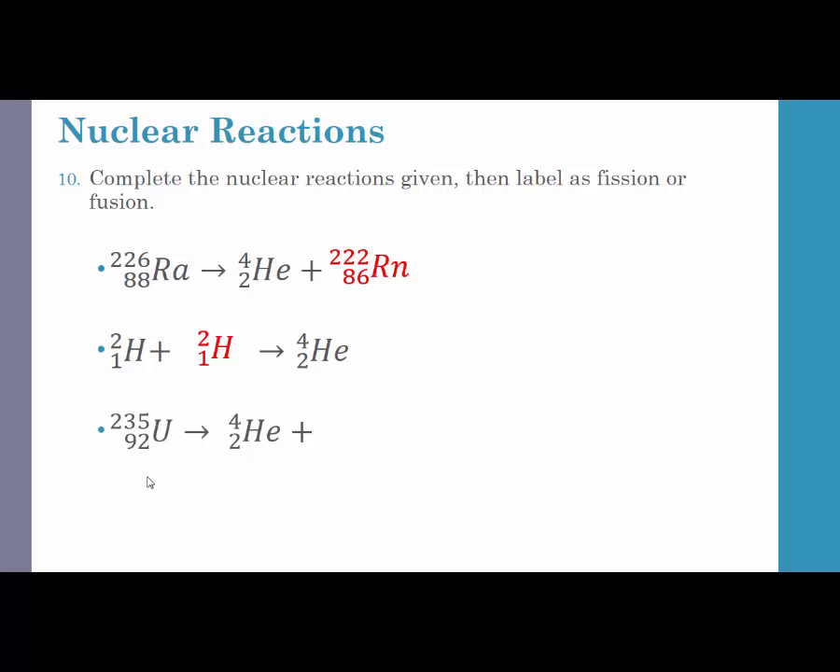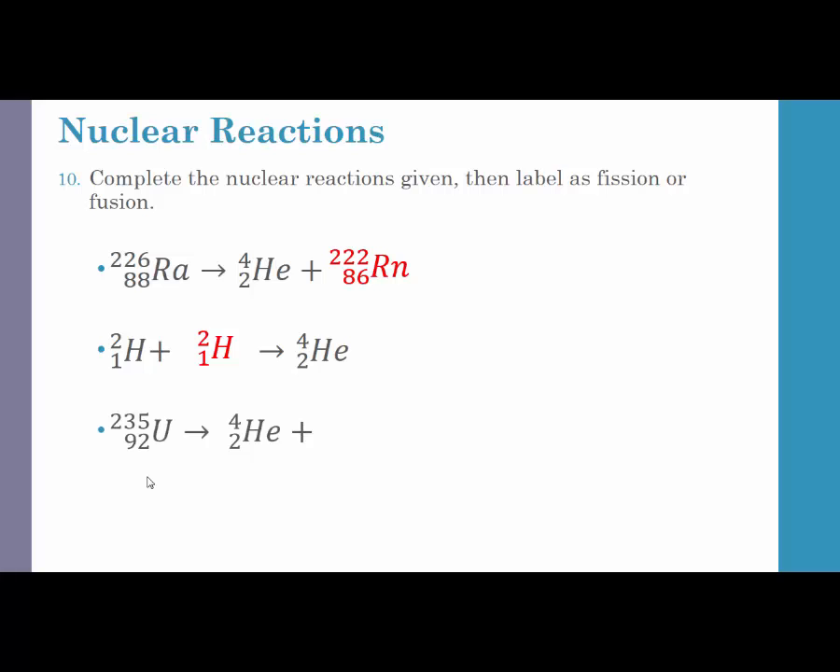For my next one, I have these two hydrogens. So I know that before the arrow I've got a 1 and after the arrow I've got a 2. So that missing piece has to have a 1 on bottom so that the bottoms will add up to 2. And the top piece has to be 2 because I need some number such that when I add 2, I get 4. So that number is 2.